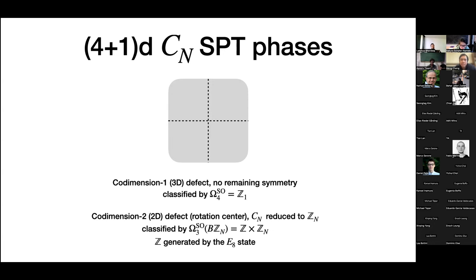Now, if we go to codimension-2 defects, these are one-dimensional in space, sitting at the rotation center. At this center, the Cn symmetry is reduced to Zn. And we know in that case we have some nontrivial states, given by integer Z times Zn, where Z is generated by the Kitaev chain. The claim is that these states, obtained by putting the Kitaev chain at a rotation center, actually correspond to this beyond cohomology SPT S2.